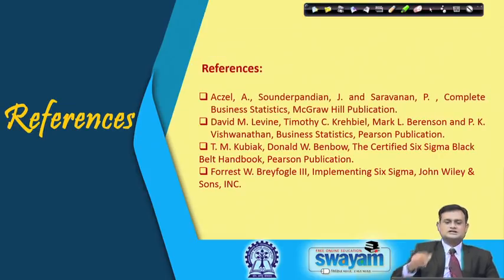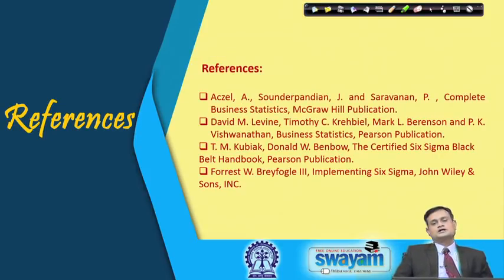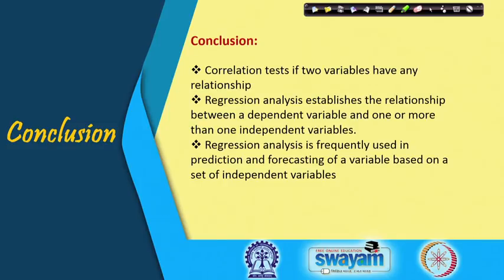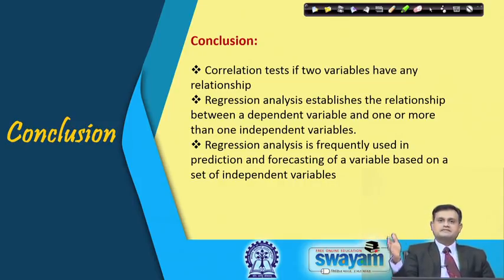So these are the references you can use to appreciate the concept of correlation and regression analysis, and you can strengthen your understanding. So correlation basically tests if two variables have any relationship. Regression is established to predict the value of the dependent variable based on the number of independent variables that are contributing towards the dependent variable. So regression analysis is frequently used in prediction and forecasting of a variable based on a set of independent variables.